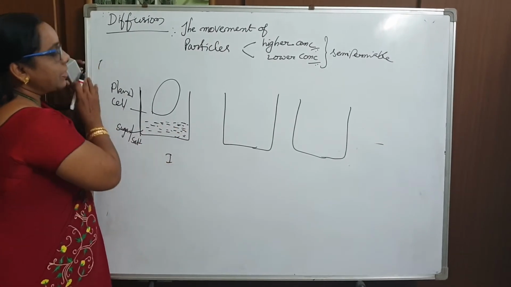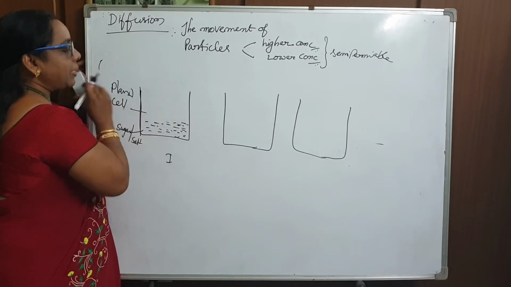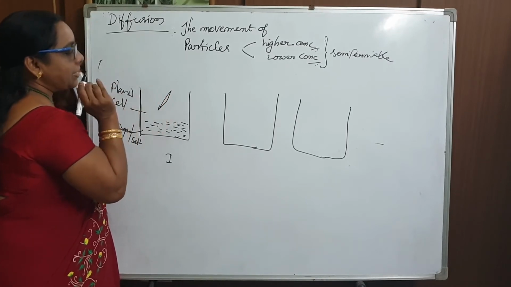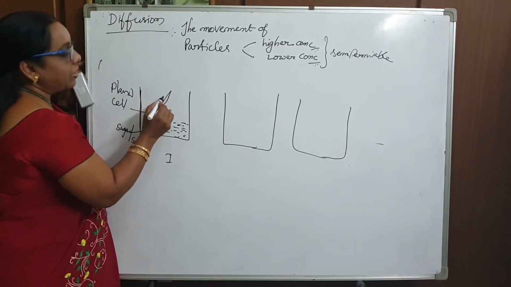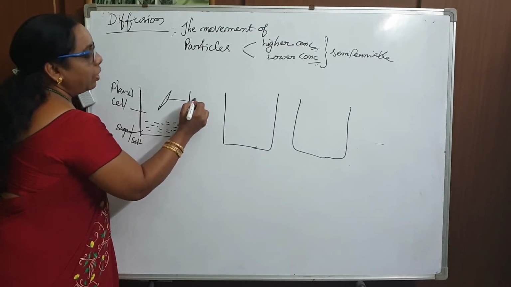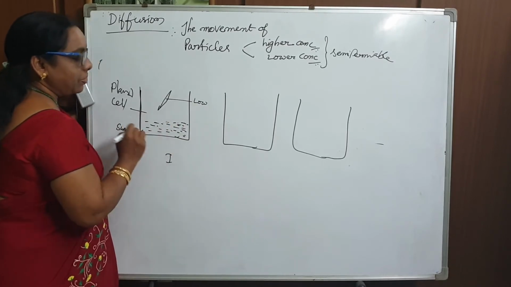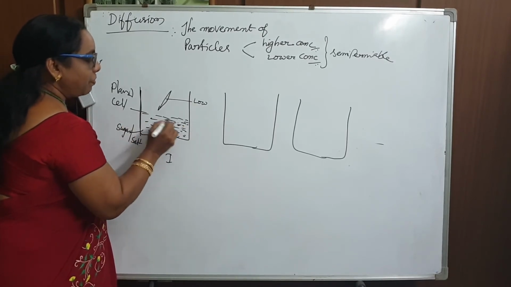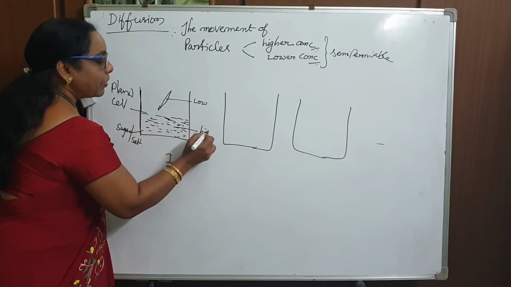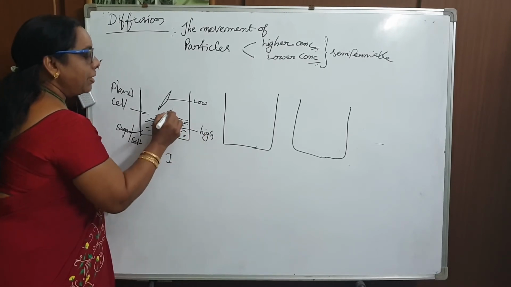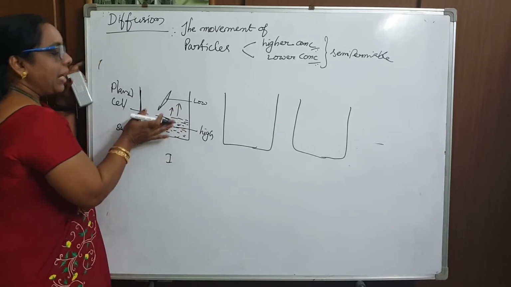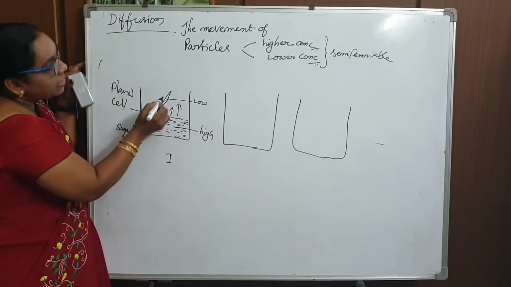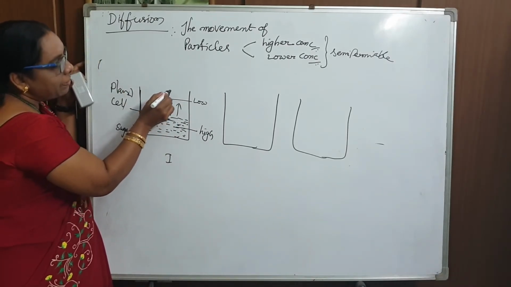The concentration. First the resin is like this. There is no concentration of water here. It is low. The concentration of water is low inside, and here the concentration of water is more. So then what will happen? The water will move from higher concentration to lower concentration through this semi-permeable membrane.